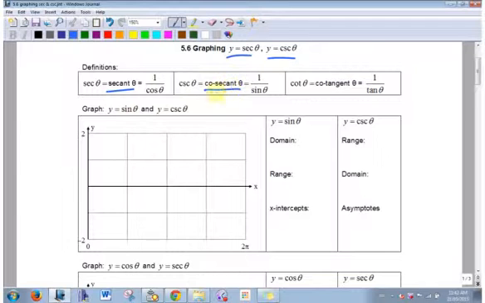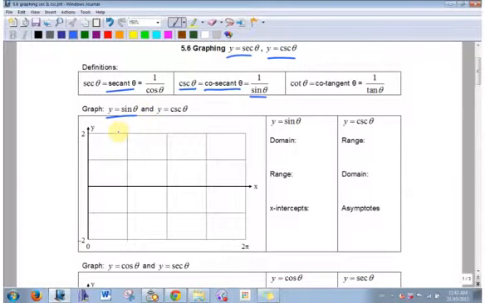Yeah, because cosecant is 1 over sine. So that one's kind of easy because it's just sine theta. But we're going to get some that are a little harder. So first, let's graph that. How do we graph sine theta?